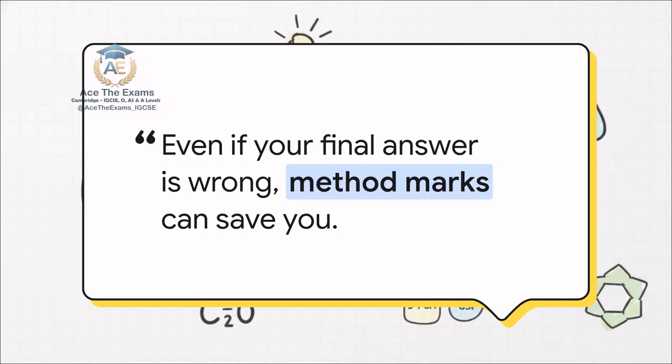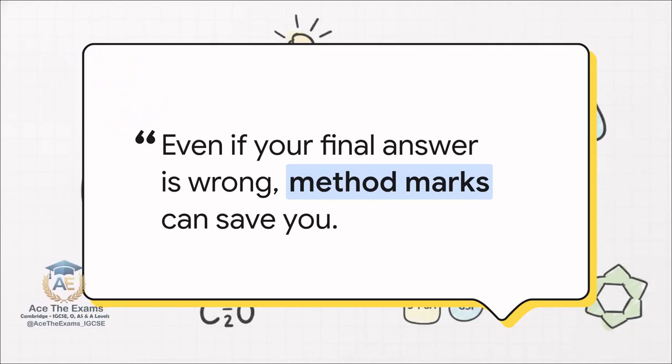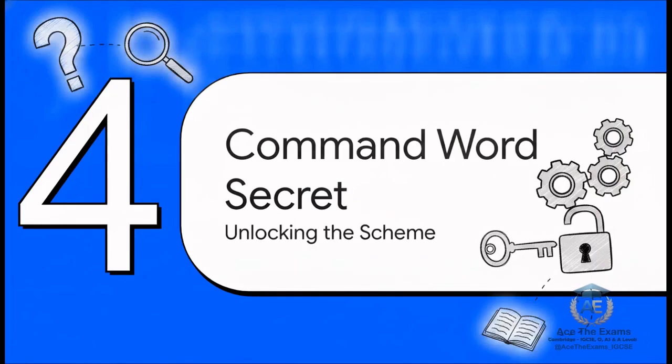Even if your final answer is wrong, method marks can save you. Showing your step-by-step logic, writing out the formula, clearly showing the substitution of your values, and just doing a quick check for reasonableness, that is literally the ultimate safety net for your grade boundary. Whatever you do, never, ever leave that working space blank. Okay, circling back to that open loop from earlier, Section 4, the command word secret.